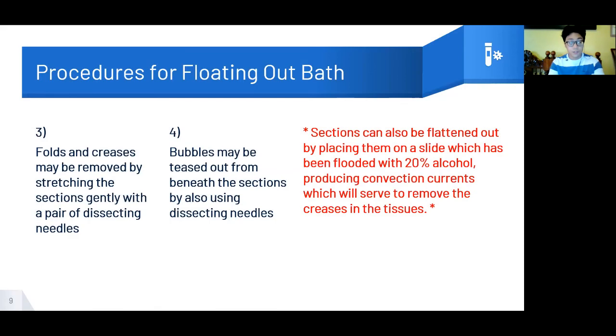Third, folds and creases may be removed by stretching the sections gently with a pair of dissecting needles. Bubbles may be teased out from beneath the sections by also using dissecting needles. Sections can also be flattened out by placing them on a slide which has been flooded with 20% alcohol, producing convection currents which will serve to remove the creases in the tissues.